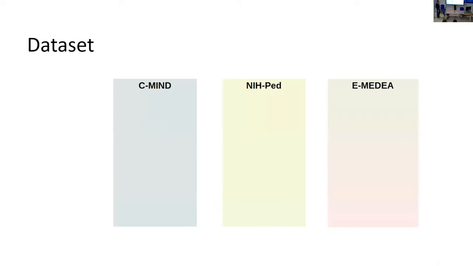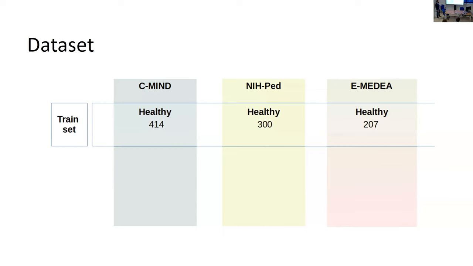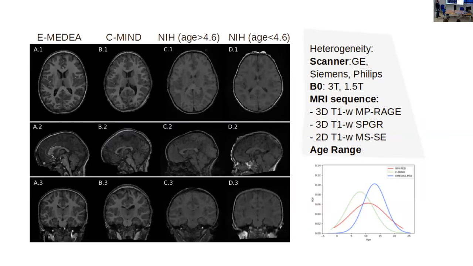The other component is the dataset. We composed a dataset from three different sources of T1 images of healthy subjects. Two come from public datasets, the CIMA and the NIH pediatric. We have more than 400 healthy T1 weighted images from CIMA and 300 from the NIH pediatric dataset. We also used more than 200 healthy subjects from the Eugenio Medea dataset, which is in-house, from the research institute Eugenio Medea in Bosisio Parini in Italy. These images are very heterogeneous, as they come from different scanners, have different magnetic field strengths and different types of acquisition, and also differ a lot in age range between the different sources.